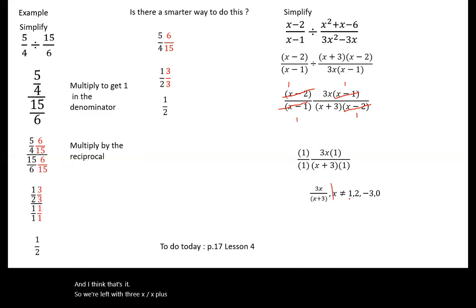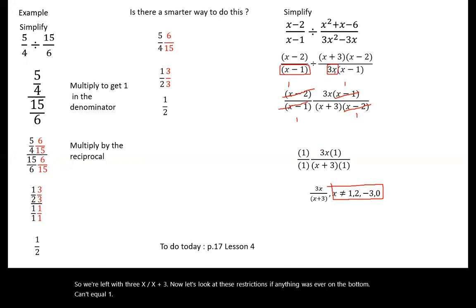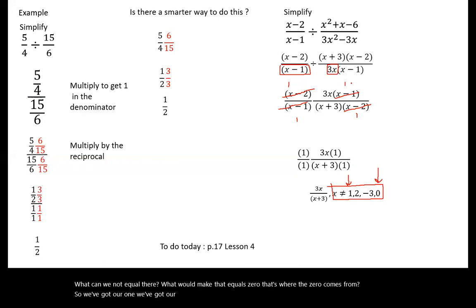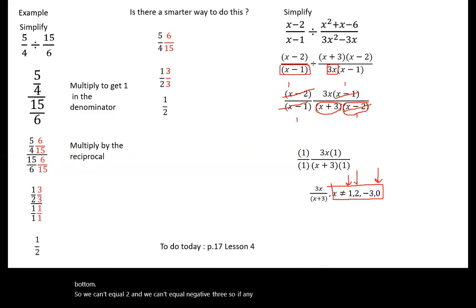Now let's look at these restrictions. If anything was ever on the bottom, it can't equal 0. What can we not equal there? What would make that equal 0? That's where the 0 comes from. So we've got our 1, we've got our 0, and then we multiply by the reciprocal, we get new terms on the bottom. So we can't equal 2, and we can't equal -3. So if any expression was ever in a denominator, it is not allowed to equal 0, and you have to list all of them.